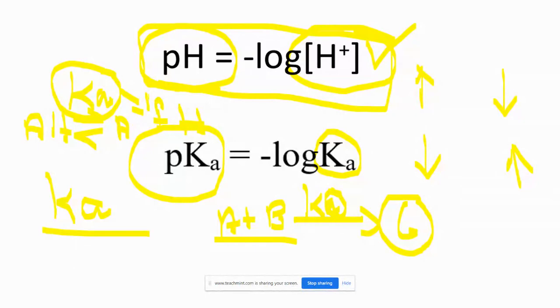Why are we saying this is an ionization constant? Because this reaction is an ionization reaction. Why are we saying this is a dissociation constant? Because this reaction is a dissociation reaction. So minus log of Ka is equal to pKa. Now we know what Ka is and what pKa is.